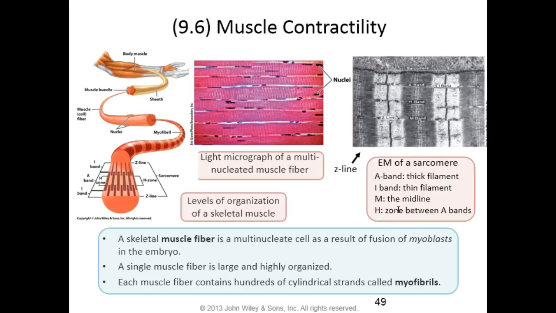There's a pair of lightly staining I bands at the outer edges of the sarcomere. The more densely staining A band is between the outer I bands, and also the lightly staining H zone in the A band center. The densely staining M line lies in the center of the H zone. The I bands contain only thin filaments. The H zone contains only thick filaments. And part of the A band on either side of the H zone represents a region of overlap and contains both types of filaments.